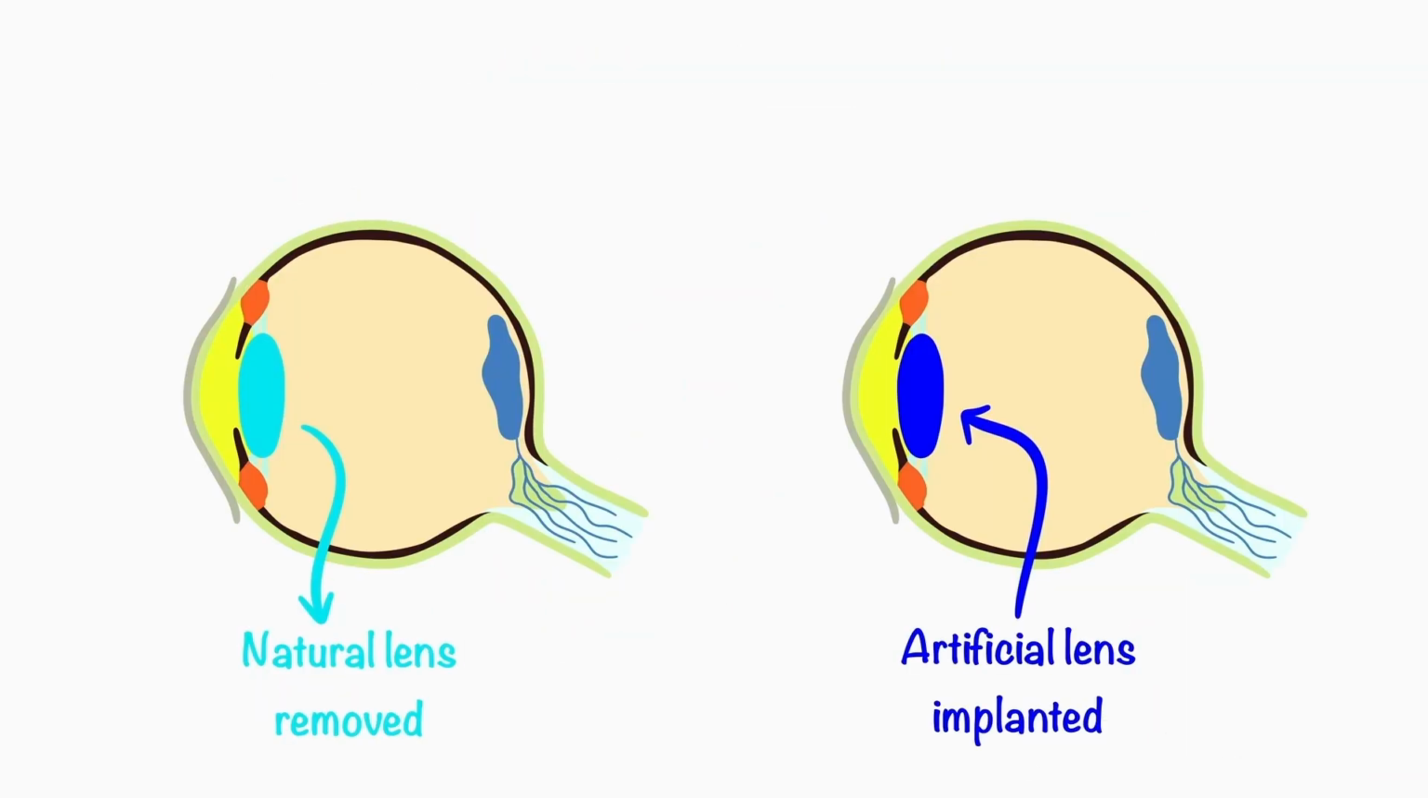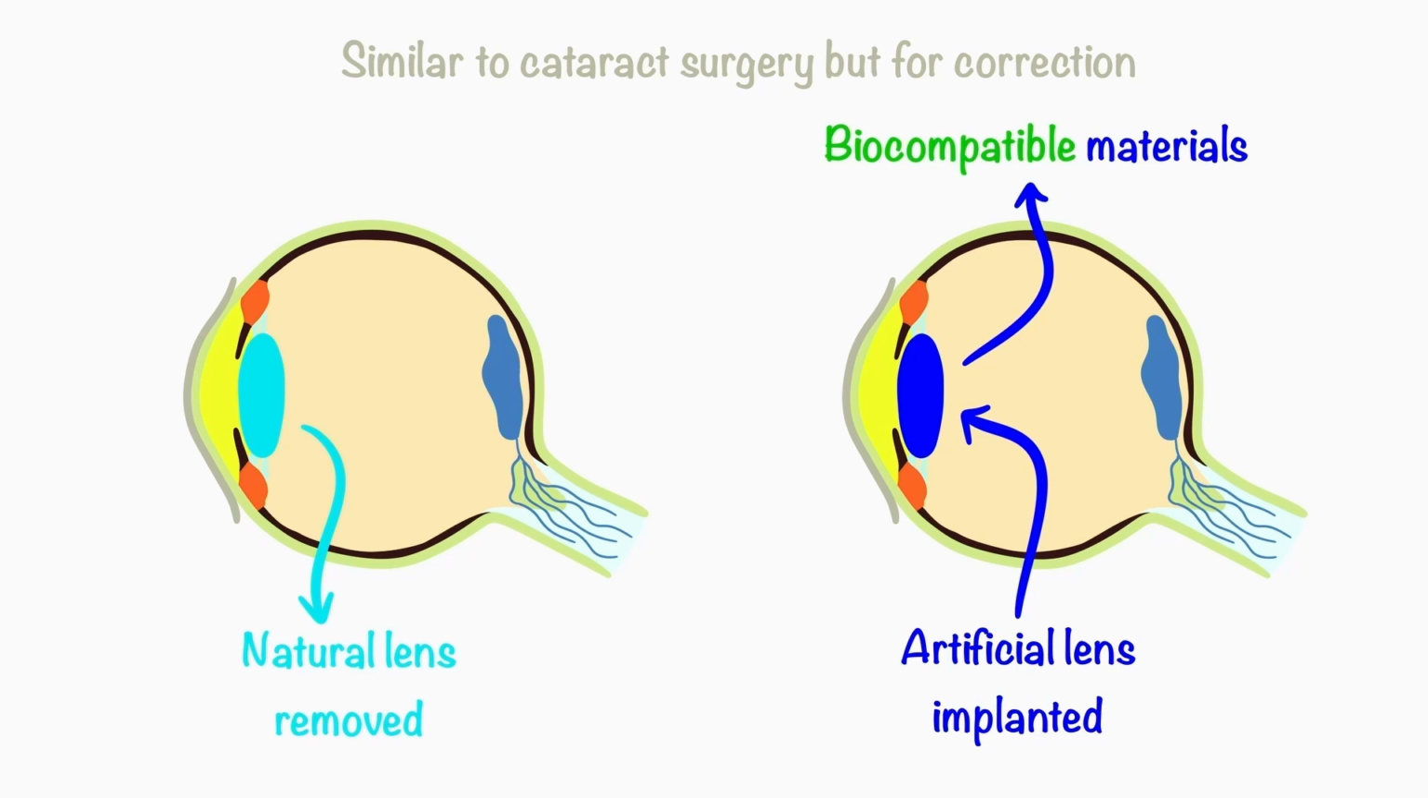For certain patients, particularly those with advanced hyperopia, lens replacement surgery might offer better results than laser treatment. This procedure involves removing the natural lens and replacing it with a custom designed artificial implant made of biocompatible materials. This approach resembles cataract surgery but focuses on vision correction rather than removing clouded lenses. The synthetic lens can be specifically designed to address the patient's unique vision requirements.